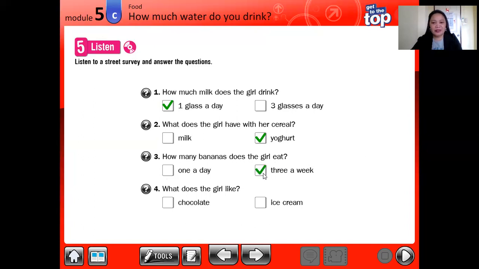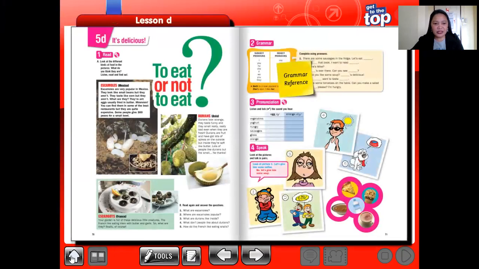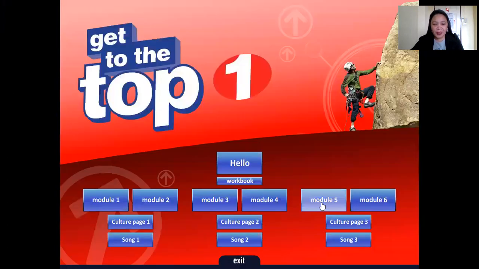3 times a week or 3 in a week. What does the girl like? She likes chocolate. All right? So check your book. Check your book. Okay, have you got the correct answers? Very good. All right. Now, this time, let's move on to your workbook.